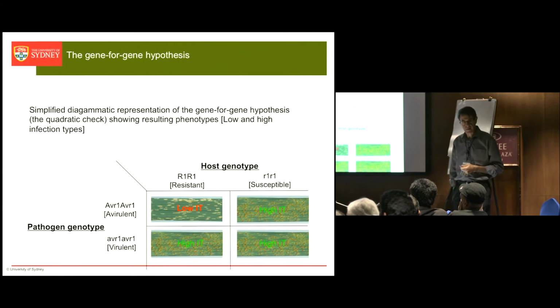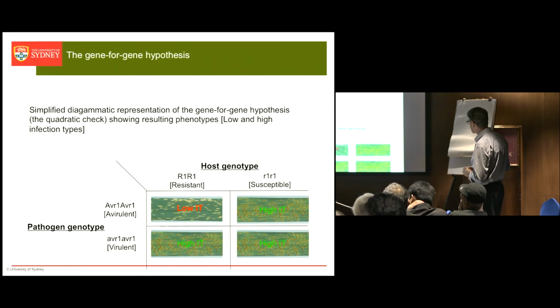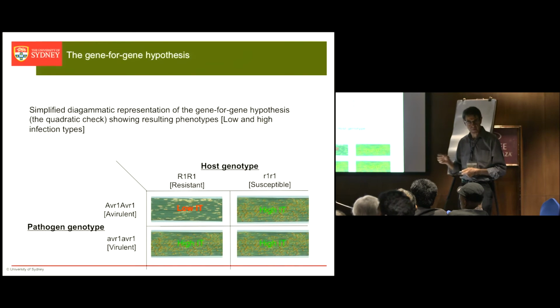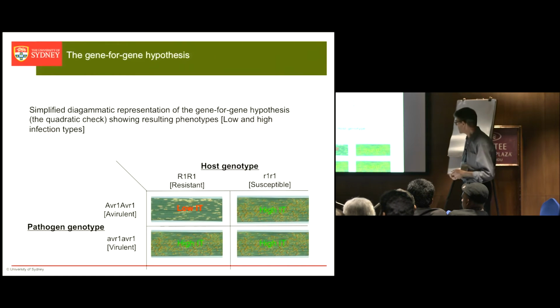So he came up with a thing called the quadratic check. Okay, this is like a Punnett square, I suppose you'd say, but it shows possible host genotypes across the top for a single gene and possible pathogen genotypes for that single gene with respect to avirulence down here. It's simplified because I have not shown the heterozygotes here, okay? These are only the homozygous genotypes. We could have, for example, big R, little r, or big AVR, little avr. I haven't put them in for simplicity, all right?